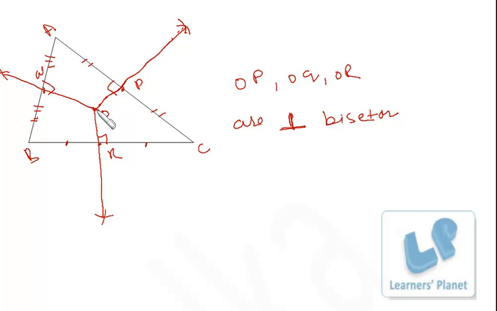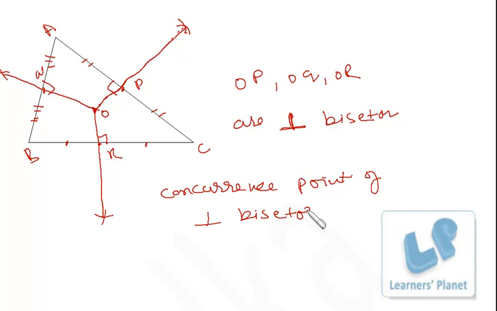Okay, now as we named the concurrence point in case of medians, altitudes and angle bisectors, similarly in the series, the concurrence point of perpendicular bisectors is the circumcenter. Very important. The concurrence point of perpendicular bisectors is the circumcenter. So this O is what? It's the circumcenter.